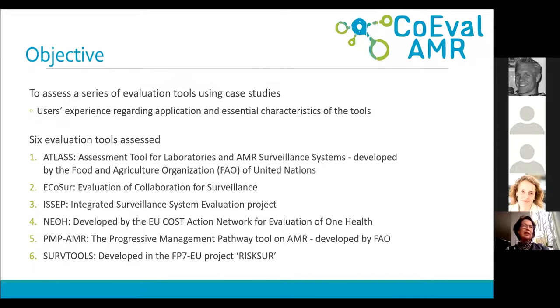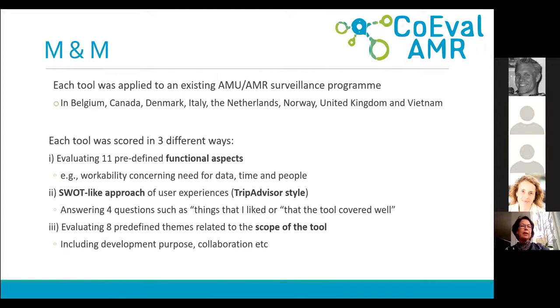And hence, it is the user's experience regarding application and essential characteristics of each of the tools. In our group, we managed to evaluate 6 different tools: Atlas, EcoSure, ISEP, NEO, PMP-AMR, and SURF tools. Each of these tools was applied to an existing AMU or AMR surveillance program in either Belgium, Canada, Denmark, Italy, the Netherlands, Norway, United Kingdom, or Vietnam.